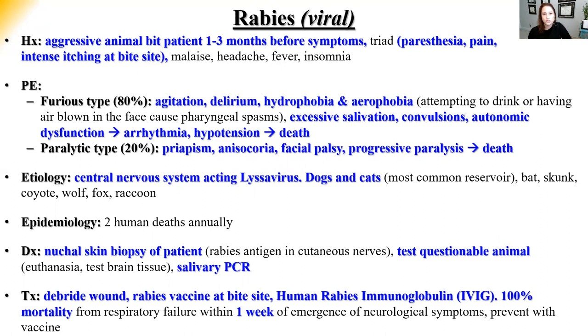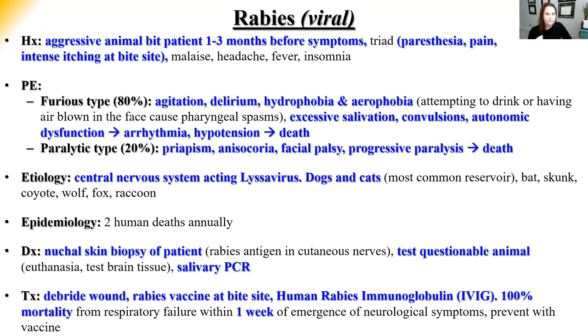In the history for this, there's going to be some kind of aggressive animal that bit the patient 1 to 3 months before the onset of symptoms, and it's going to cause a triad: paresthesia, pain, and intense itching at the bite site. That's really important. That's a good exam question. Paresthesia, pain, and intense itching.